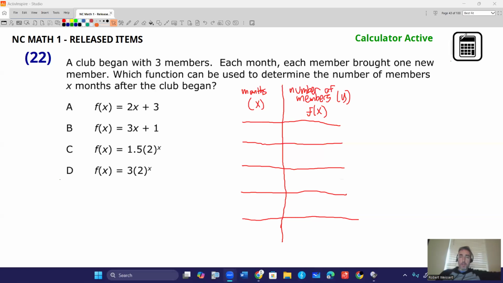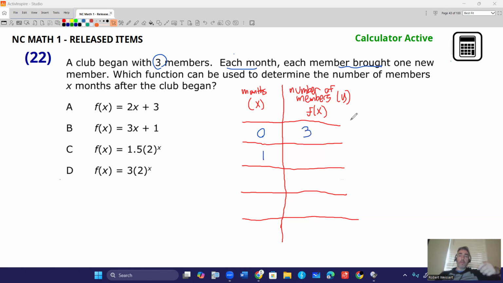You may find it helpful to make a table of values for this question. That way you can check some answers using a graph if you need to. So first thing is we have to visualize what's going on. Each month, each member brought one new member. So if we started with 3 members, at 0 months, your starting is always going to be 0. We have 3 members.